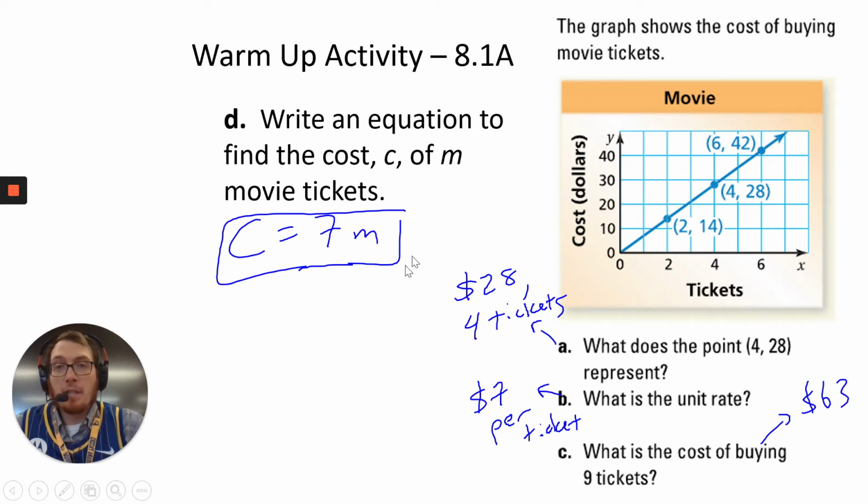Letter D is probably the question that's most helpful, and it's to write an equation for the cost C of M movie tickets. So C, the cost, equals 7 times the number of movie tickets, M. That would be an equation to represent those two pieces. Then you could plug in any number of tickets or cost, and you can figure out the other variable very quickly.